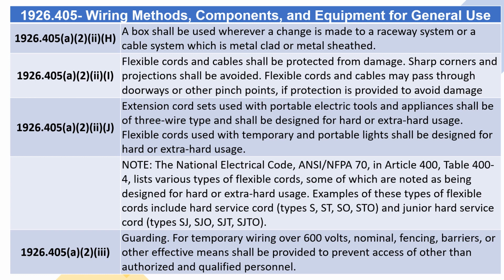1926.405(a)(3) Guarding. For temporary wiring over 600 volts, nominal, fencing, barriers, or other effective means shall be provided to prevent access of other than authorized and qualified personnel.